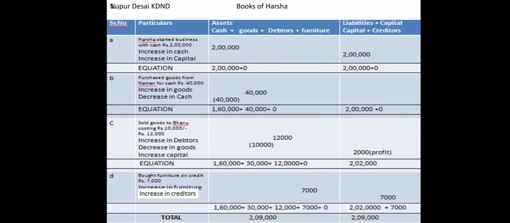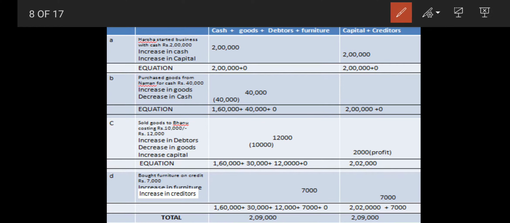Now switching towards the last transaction, that is bought furniture on credit for rupees 7,000. So I have purchased furniture for rupees 7,000. So on credit, the word is mentioned on credit, so there will be 2 new columns prepared. One is furniture itself and one will be the creditors. So creditors will be over here, new column, and the furniture will be your new column over there, right?